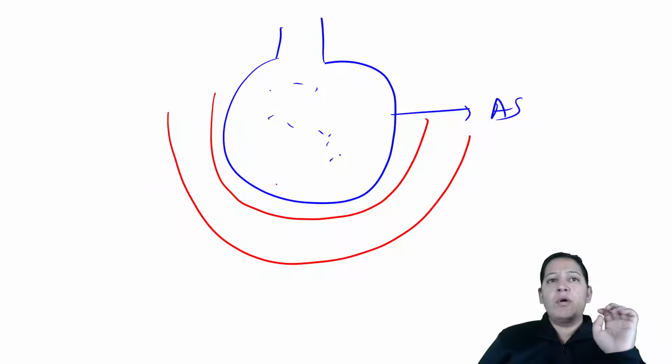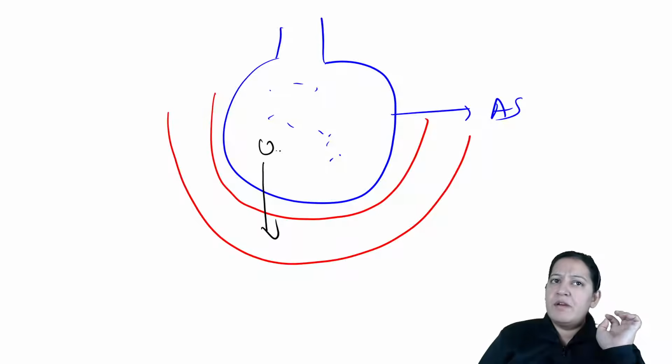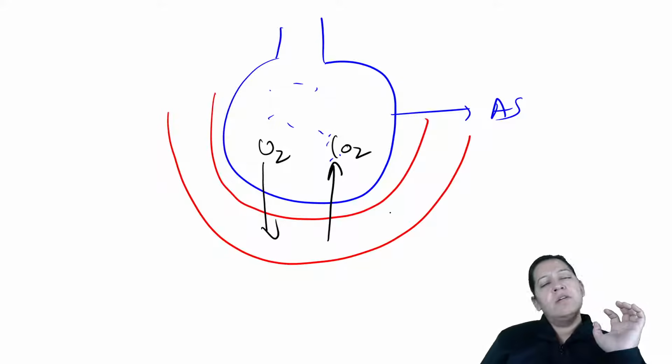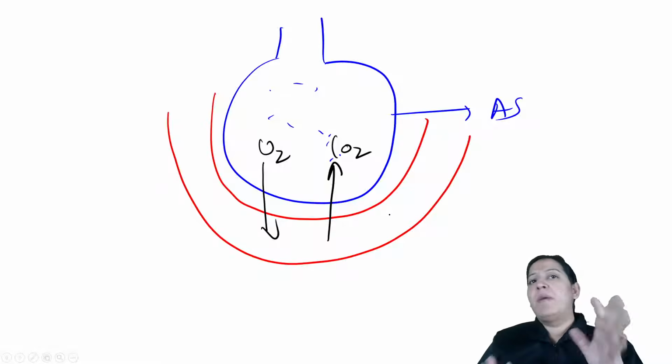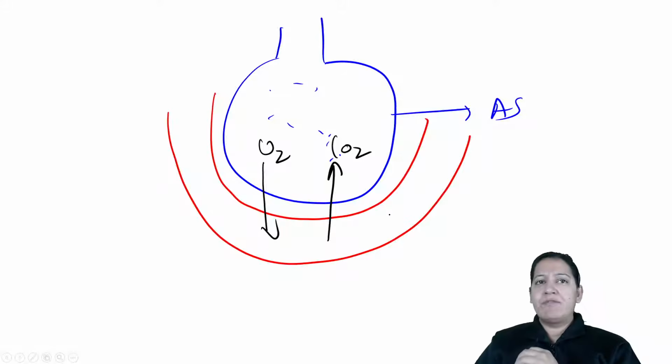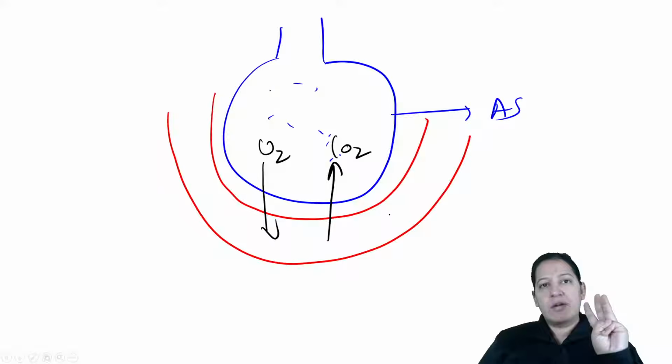So now, what happens in gaseous exchange? The oxygen from here wants to come here for purifying the blood, and carbon dioxide from here wants to go there so that blood purification takes place. But the gases have to cross a few membranes. What are the membranes the gases have to cross? The gases have to cross three layers. What are the three layers?